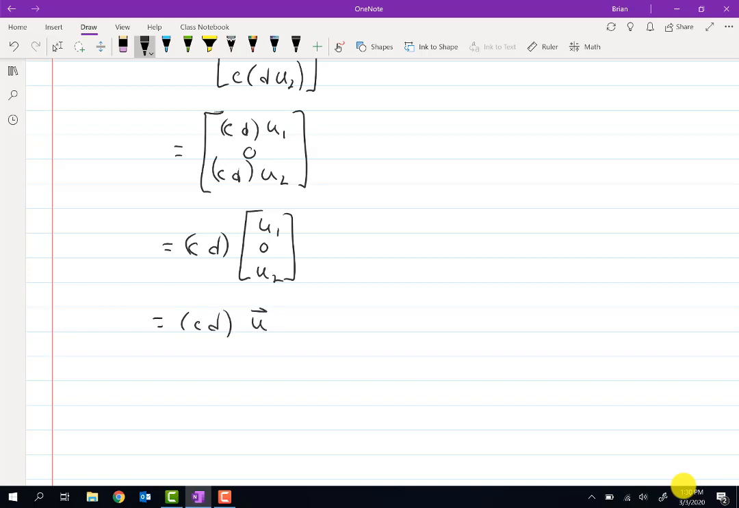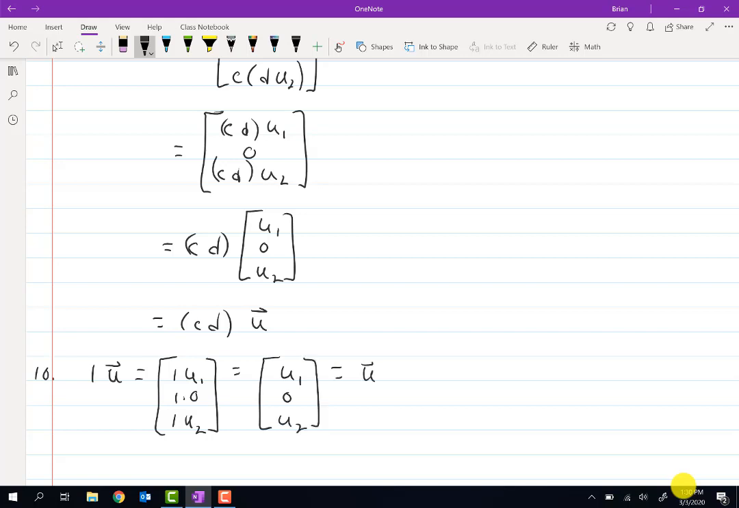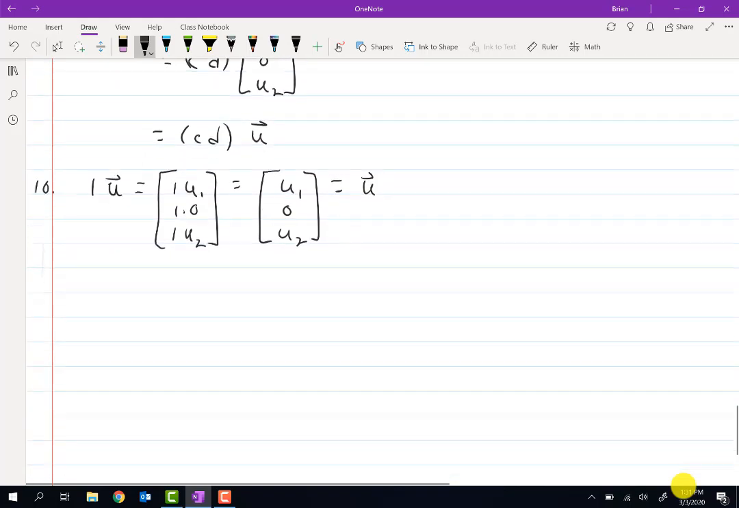And then finally, the very last one, if I take 1 and multiply it times U, then I'll have 1 times U1, 1 times 0, 1 times U2. Of course, that 1 doesn't do anything in the real numbers. 1 is the multiplicative identity. So I have U1, 0, U2, which is U. So H satisfies all the properties of a vector space, so therefore H is a subspace.